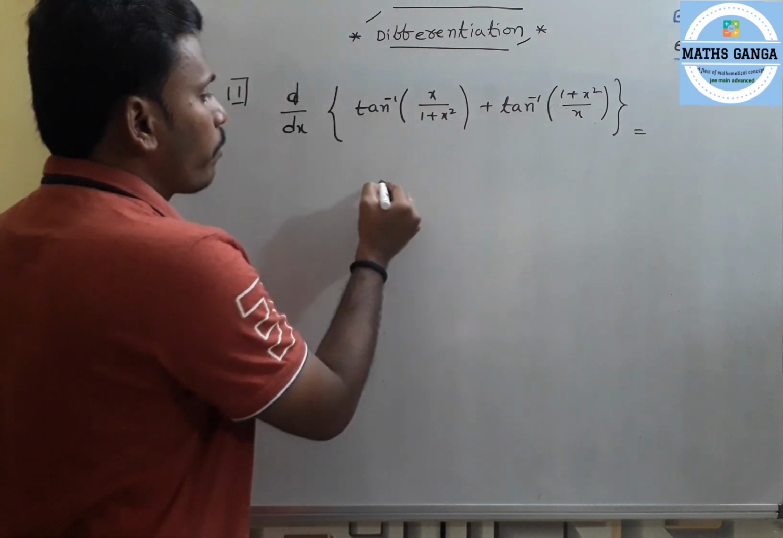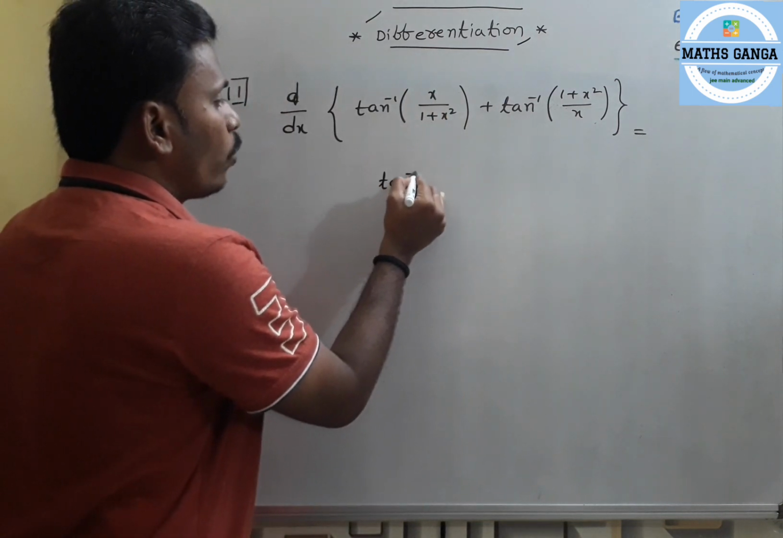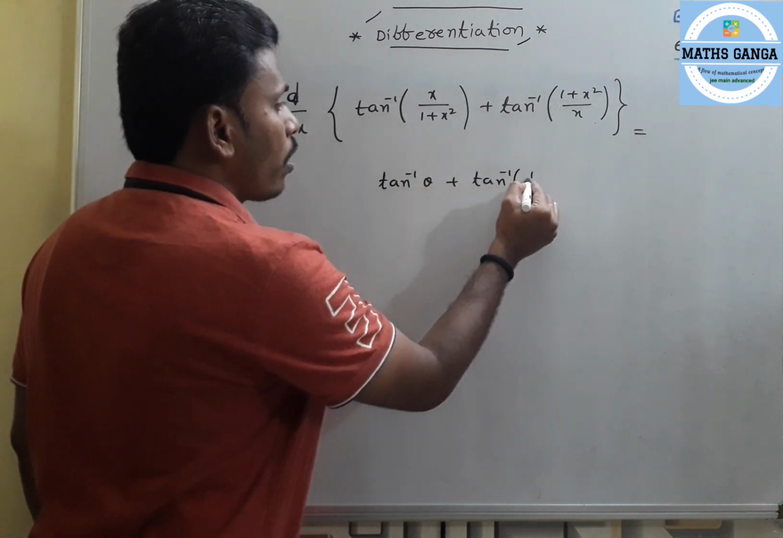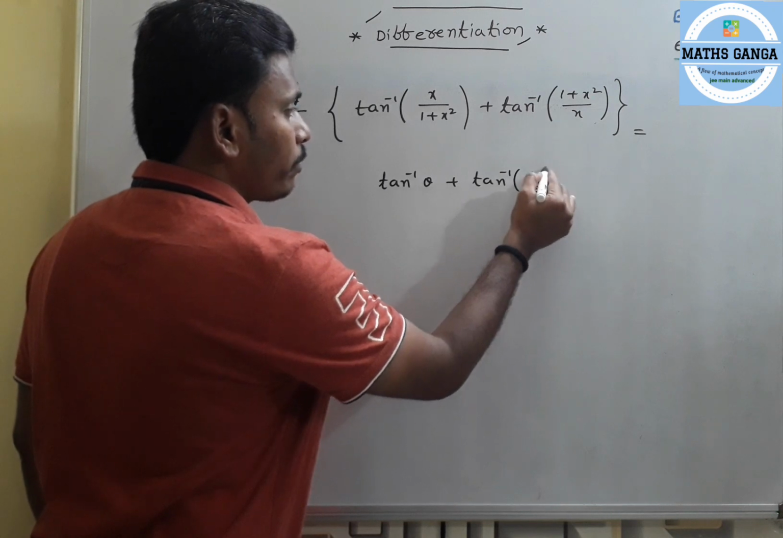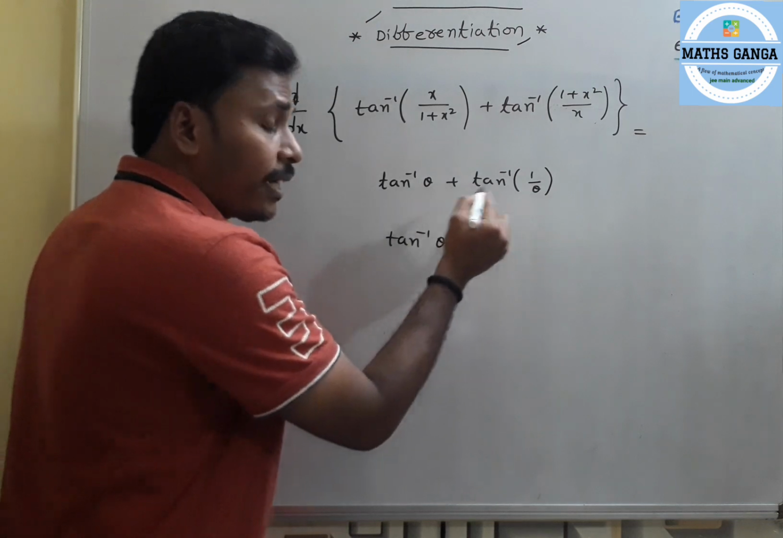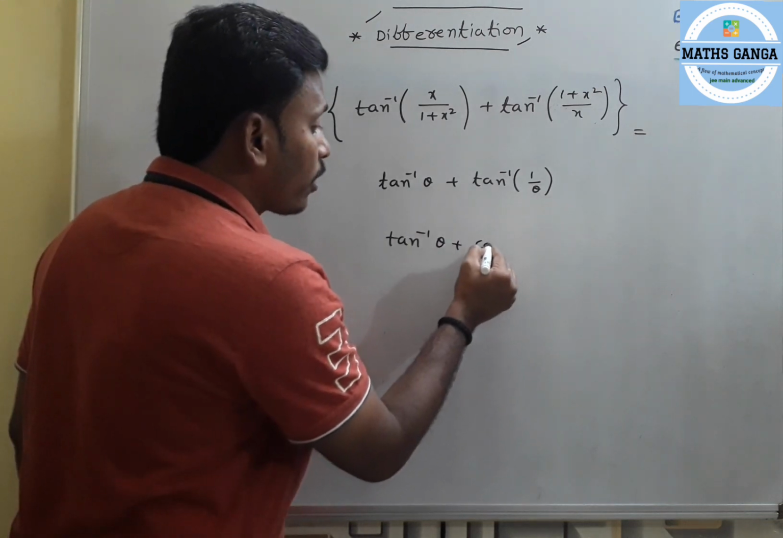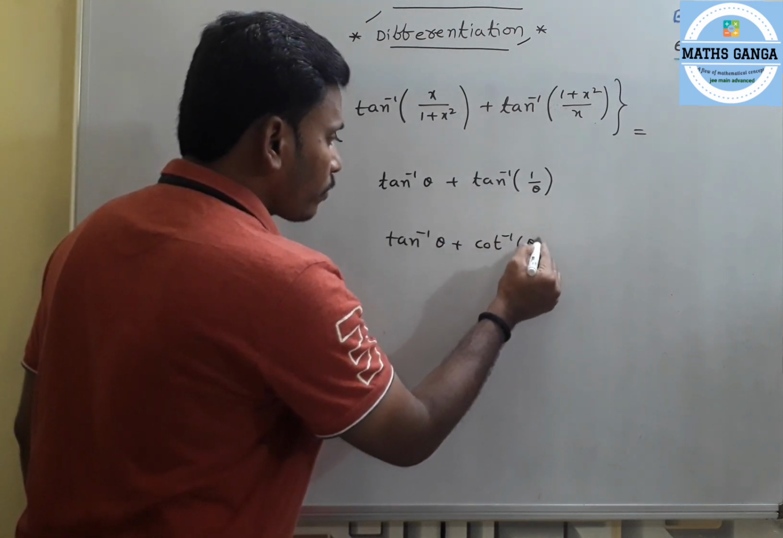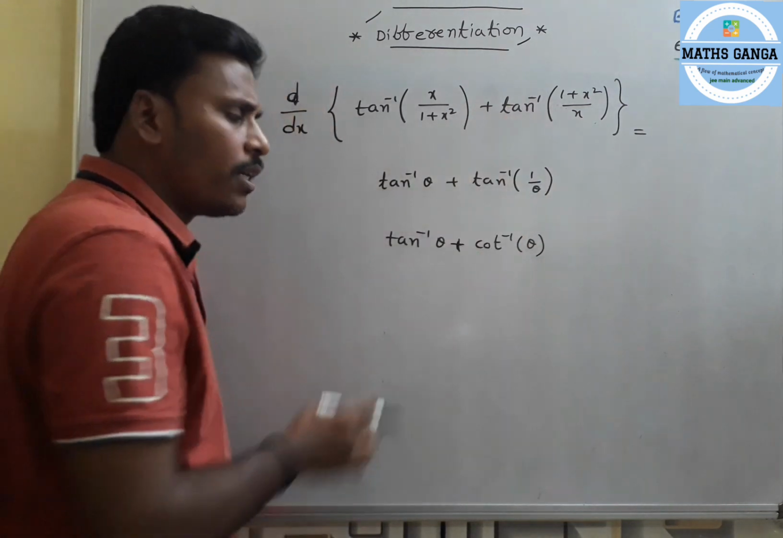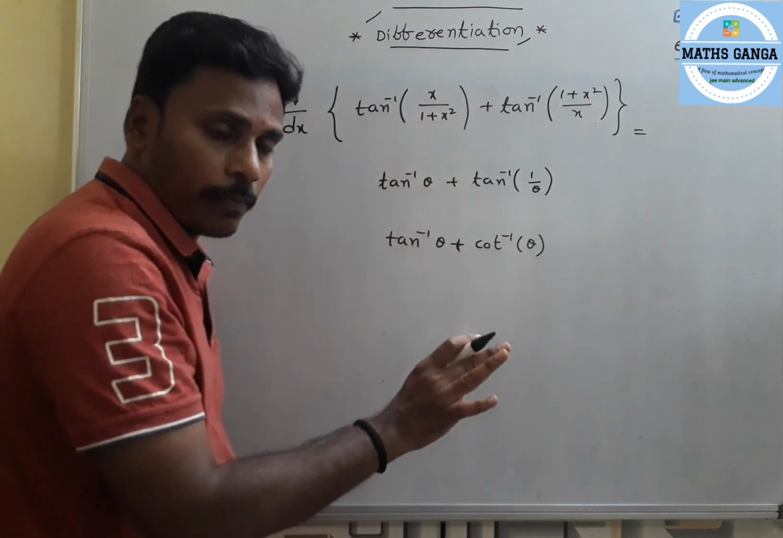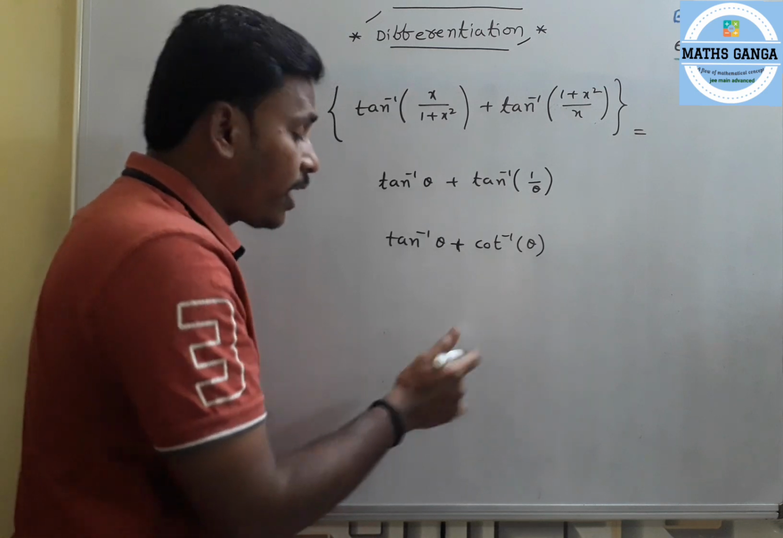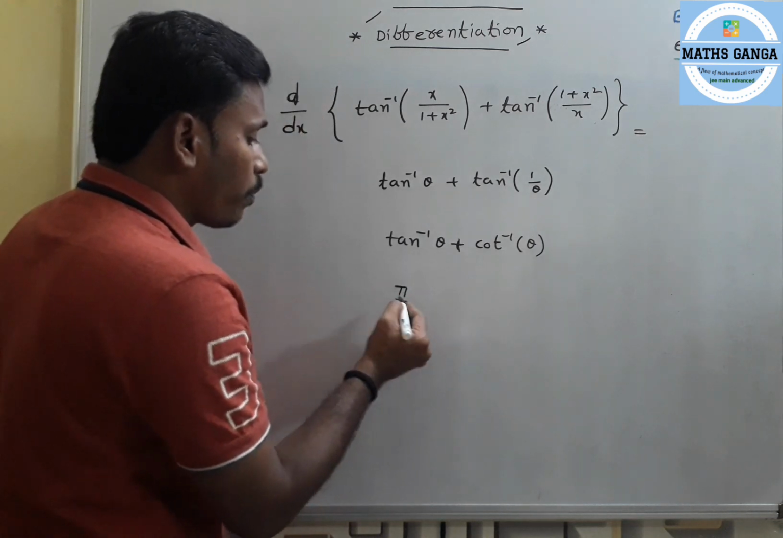as some theta, then it is simply tan inverse of theta plus tan inverse of 1 by theta. This tan inverse of 1 by theta is simply nothing but cot inverse theta. Okay, so we have tan inverse of theta plus cot inverse of theta. The theta here is x by 1 plus x square, and always tan inverse of some quantity theta plus cot inverse of theta is pi by 2. So this is pi by 2.